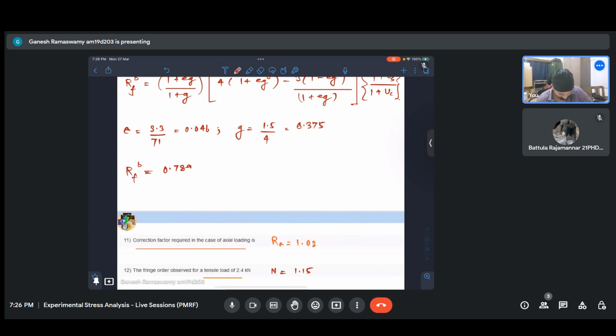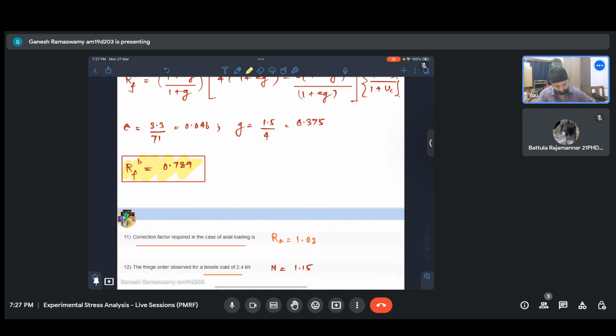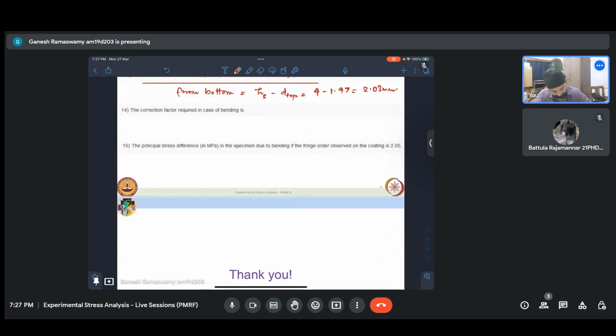So what this tells us is our optical response is amplified, so we need to reduce it in order to get the actual effect. Reduce it by say 80%. So RF in bending is 0.789. So the principal stress difference in the specimen due to bending, if the fringe order observed in the coating is 2.05.